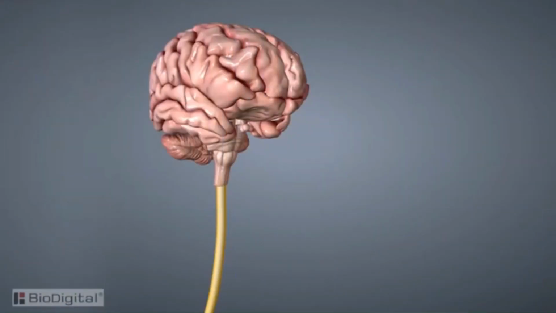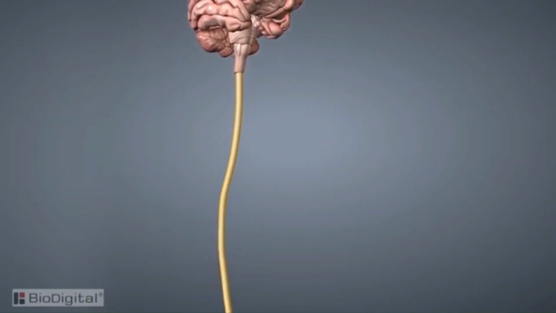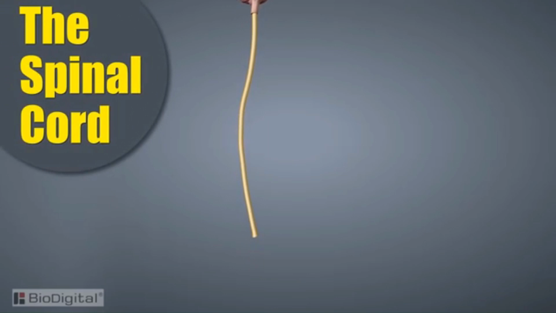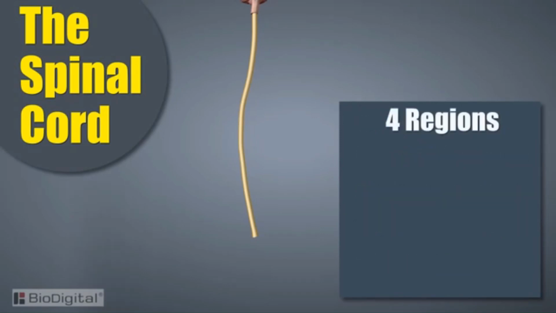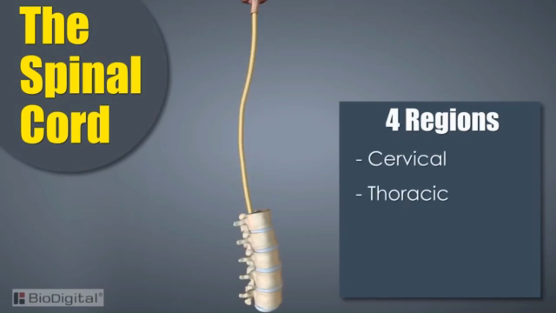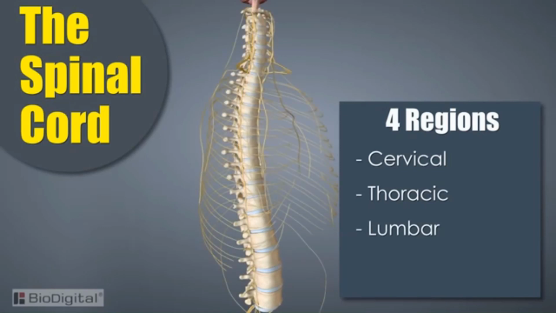Now that we've covered the brain, let's take a look at the other half of the central nervous system, the spinal cord. The spinal cord is the link between the brain and the nerves and the rest of the body. The spinal cord is divided into 4 different regions: the cervical, thoracic, lumbar, and the afferent and efferent spinal nerves, which merge to form the peripheral nerves.